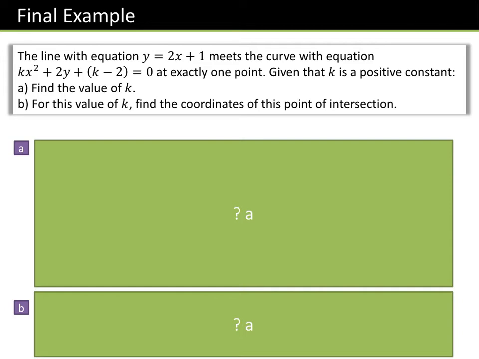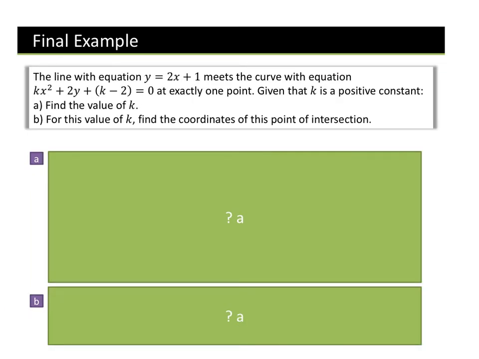Okay, last example. I'm just going to do this at the front on my own and see how far we get. So the line with the equation y equals 2x plus 1 meets the curve with equation kx squared plus 2y plus k minus 2 equals 0 at exactly 1 point. Given that k is a positive constant, find the value of k.